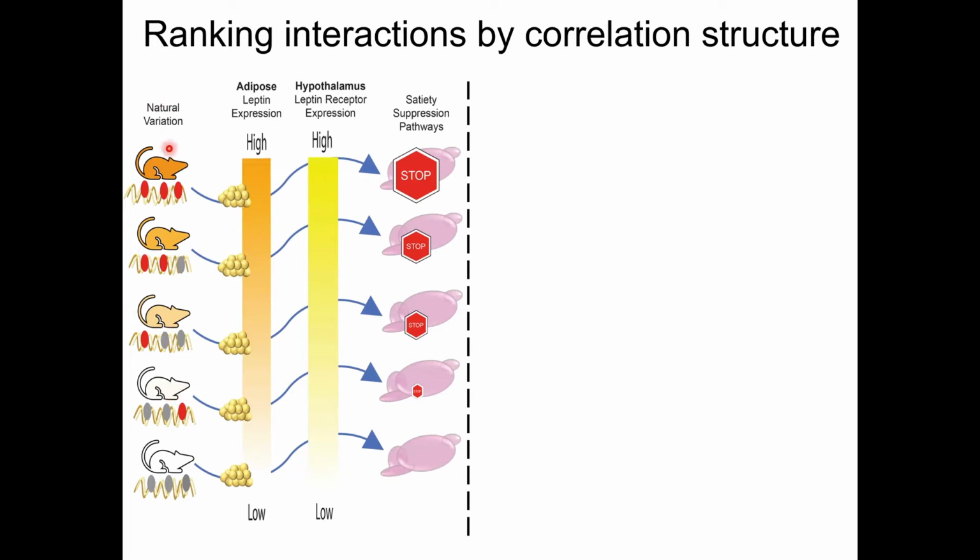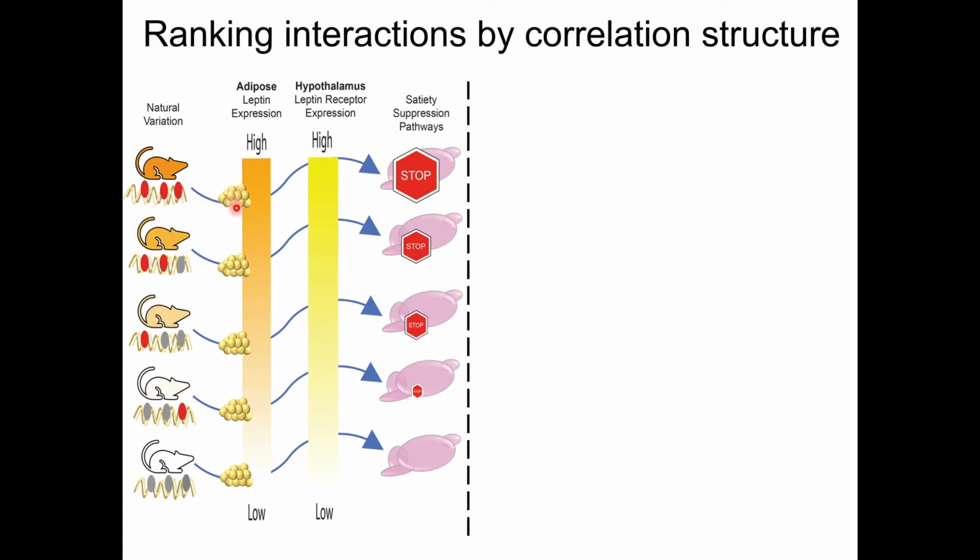Here I have a hypothetical but real example of five strains of mice. This is like your C57 Black 6, 129, DBA, and all these others. There are genetics that differ between these individuals. At this stage we don't necessarily know what the SNPs are, although we can find out. But we know that genetic variation drives expression of leptin in fat. So this mouse has low leptin, moderate, higher, and this mouse has high levels of leptin. And we know what leptin does. I told you what leptin does.